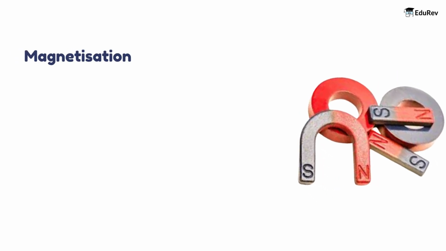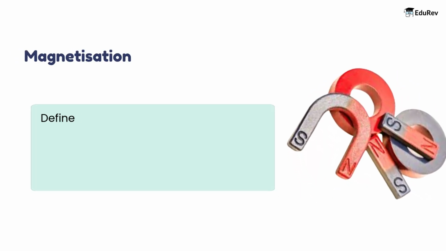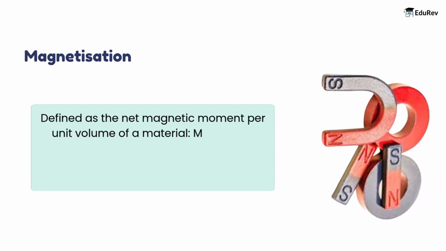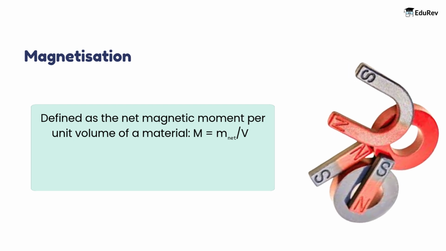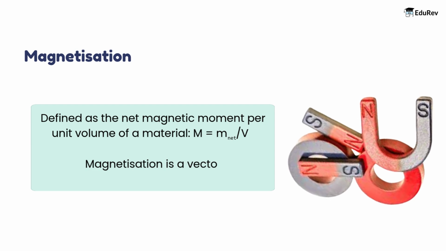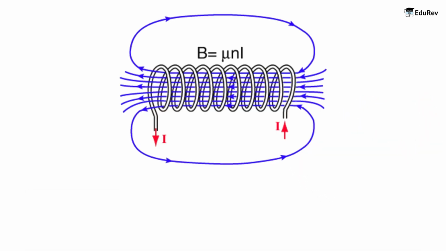First, magnetization, denoted by capital M, is the net magnetic moment per unit volume of a material. The formula is M equals M net divided by V. It's a vector and its unit is ampere per meter.